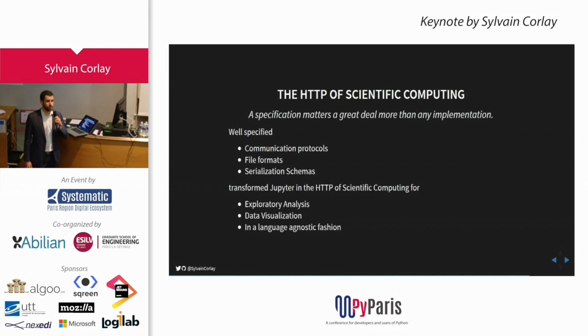So truly what Jupyter is becoming is the HTTP of scientific computing. And why? Beyond being an implementation of an interactive development environment, Jupyter has well-specified communication protocols, file formats, and serialization formats, and good specifications matter very often a great deal more than any implementation. So if you want to write an alternative implementation of any of the components, from the front end to the back end or your kernel, and you comply with this standard, you will benefit from all the other components of the Jupyter ecosystem.